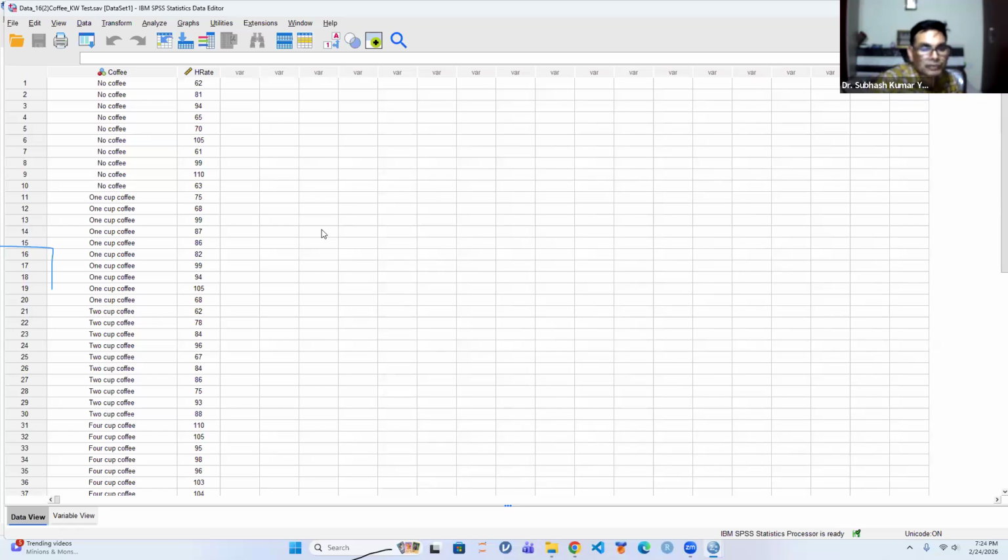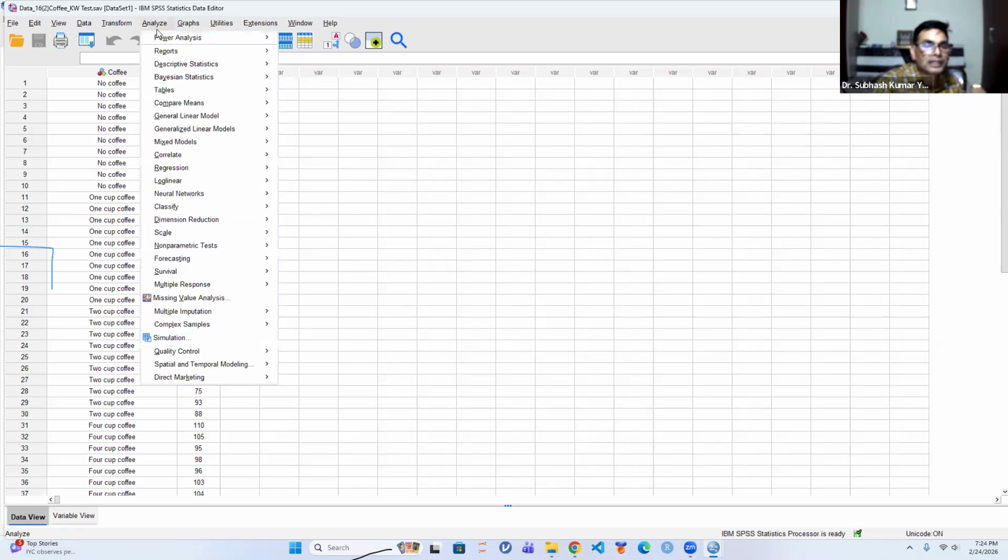So we have taken four groups. One group is taking no coffee at all per day, another group is having 1 cup of coffee per day, a third group is having 2 cups of coffee per day, and the fourth group is having 4 cups of coffee per day. So let us see.